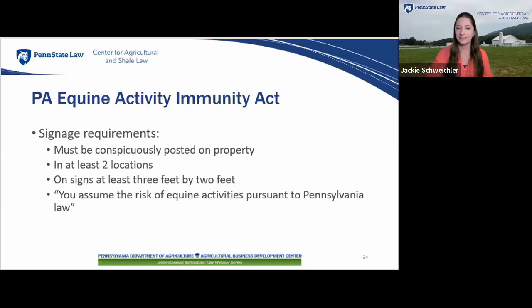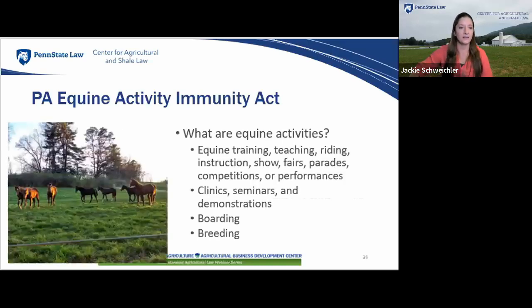So it's a little shorter, a little fewer words to include on their signs, a little easier to do. But signage is required at least 2 locations. Why not have 3 if you can afford it? All right, so the specifics.